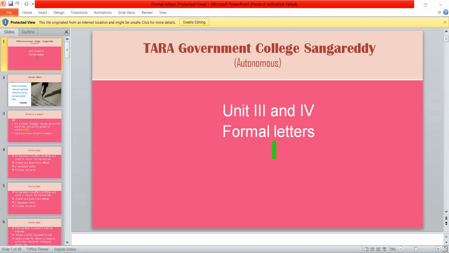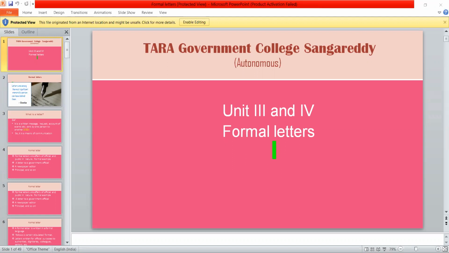If the sender's address is already there on the letter pad, if it is already written, these things are recorded. Some printed letterheads will come on some occasions. At that time, you don't write again the sender's address. Okay, then date.